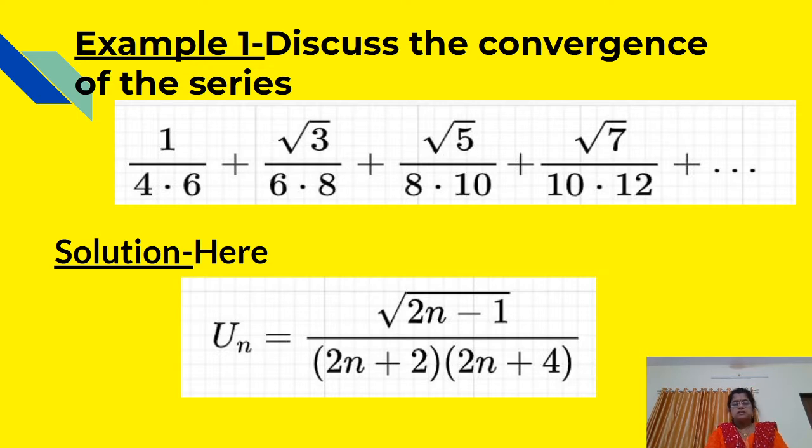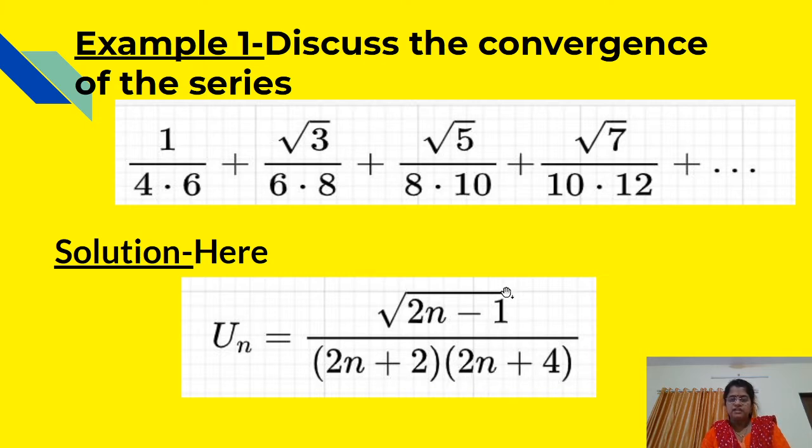See the first example. Discuss the convergence of the series 1 upon 4 into 6 plus root 3 upon 6 into 8 plus root 5 upon 8 into 10 plus root 7 upon 10 into 12 plus dot dot. Here the given series can be written in the form un is equal to under root 2n minus 1 upon 2n plus 2 into 2n plus 4.